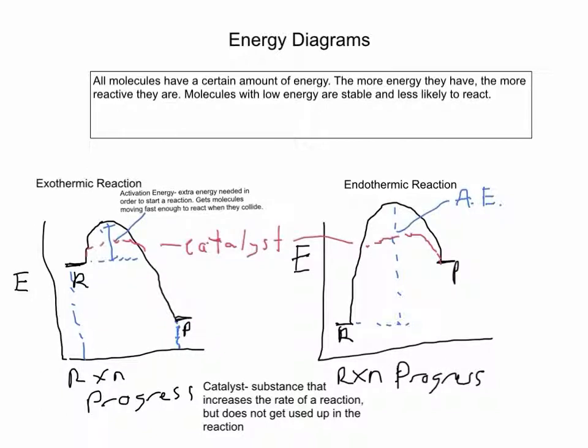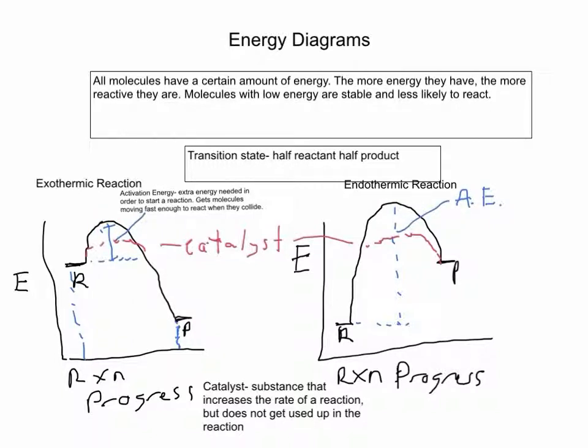Lastly, one more thing about activation energy. The activation energy at the top of this peak is actually the energy needed to create what is called the transition state. And the transition state is kind of half reactant, half product. So this is just another kind of molecule. It's not very stable, but the transition state occurs at the peak of our energy diagram.